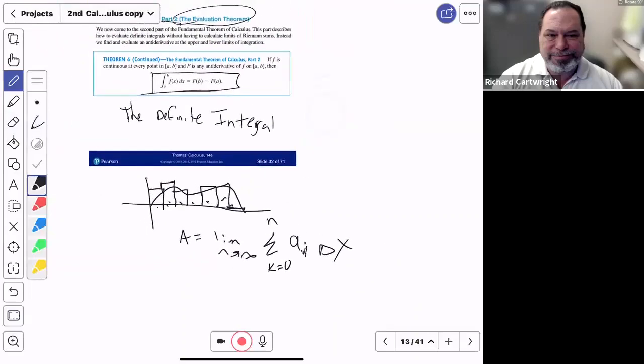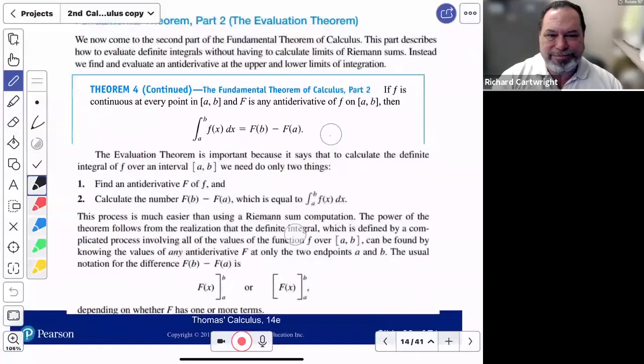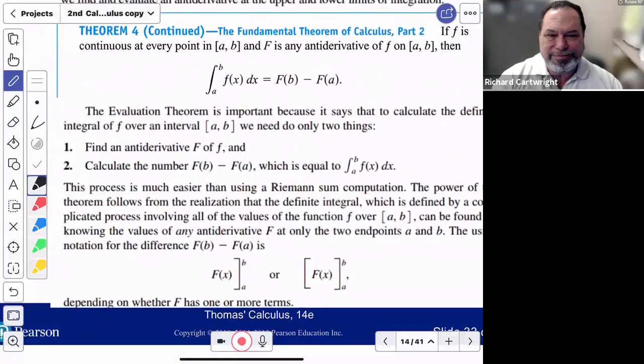Okay? But the steps were, I don't know why he's saying now, he says it is important. Yeah, we know it's important.